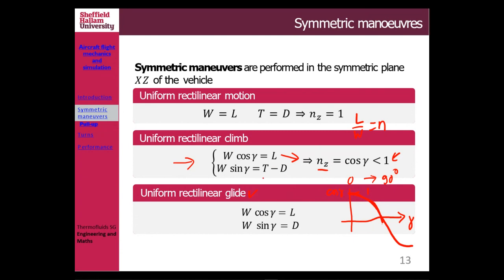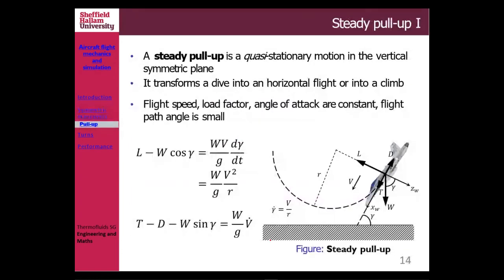Now, if you do the glide, remember the glide is thrust equals 0. Then obviously that is what you have from the equations of motion that we derived earlier.